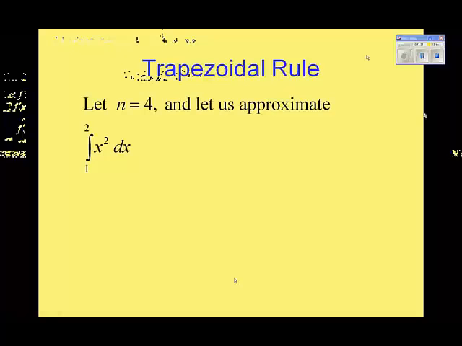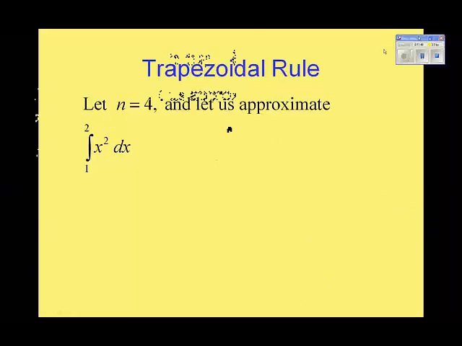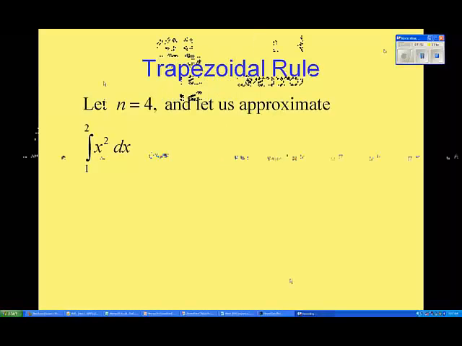So let n equal 4 so that we can actually do it by hand. That's what I'd have to give you on your test. It's something really small, right? You don't even have calculators when you're here. So let us approximate the value of the integral from 1 to 2 of x squared dx. This is a good problem to do. Let me go ahead and try it.